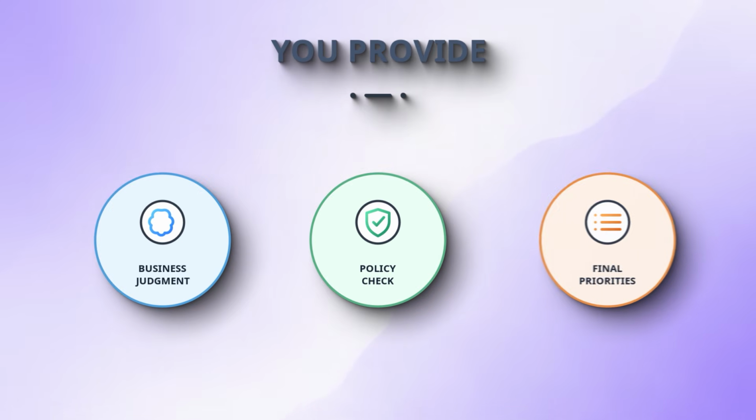AI handles the first classification pass. You provide the business judgment, policy check, and final priorities. The 5 lanes are not a secret ranking formula. They are a simple way to organize the photo types Google already describes for real businesses.